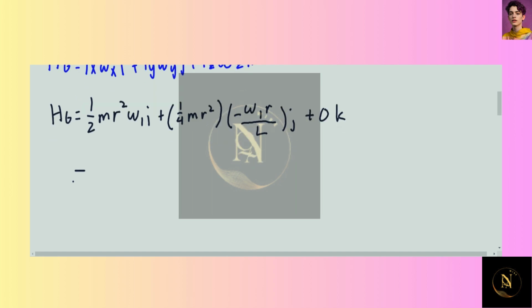Simplifying this equation, we write it as 1/2 times m r squared times omega 1 i minus 1 over 4 times m omega 1 times r cubed divided by L j.